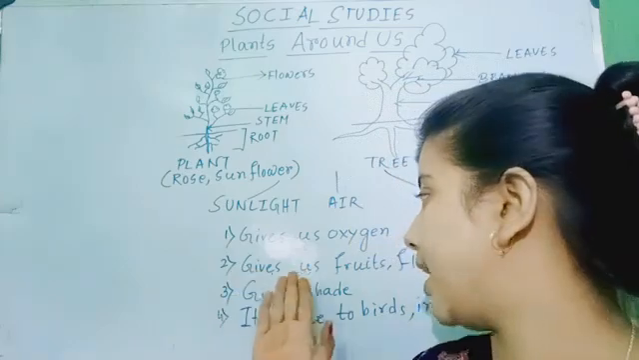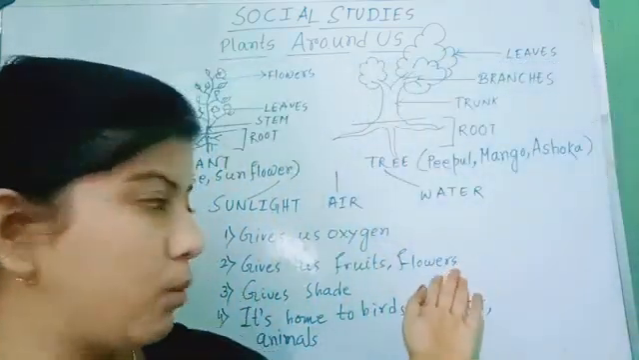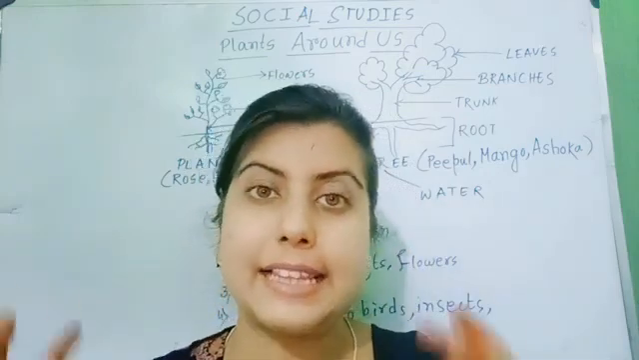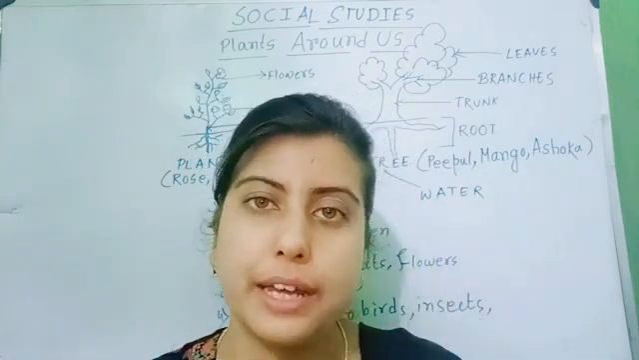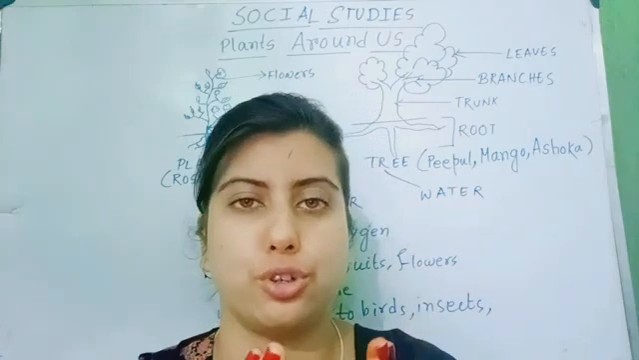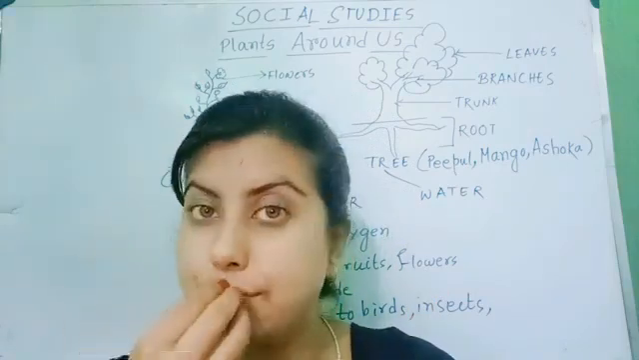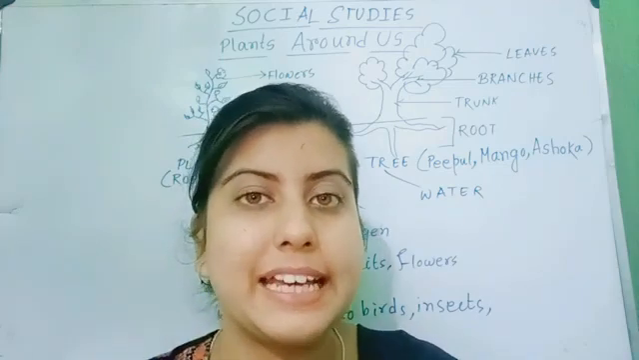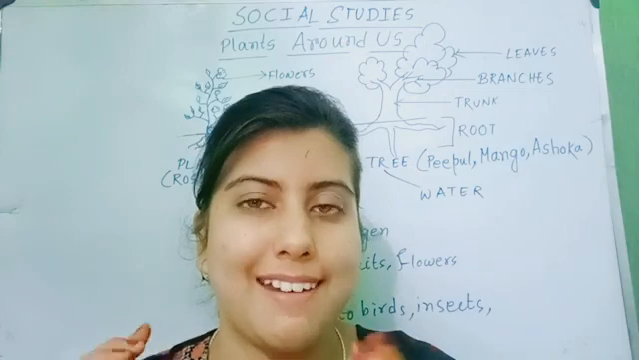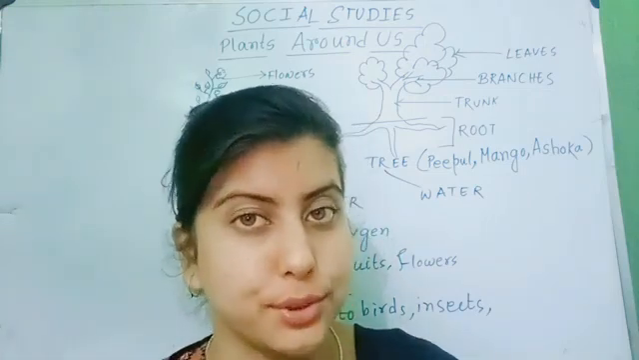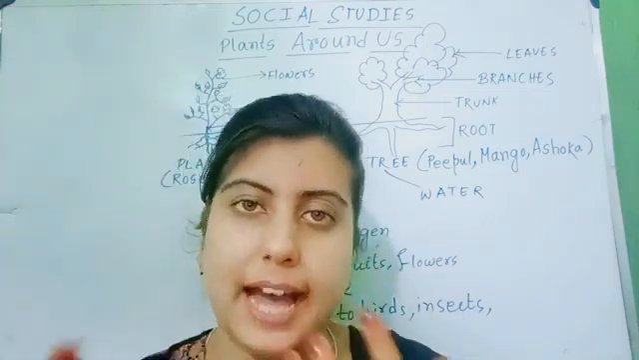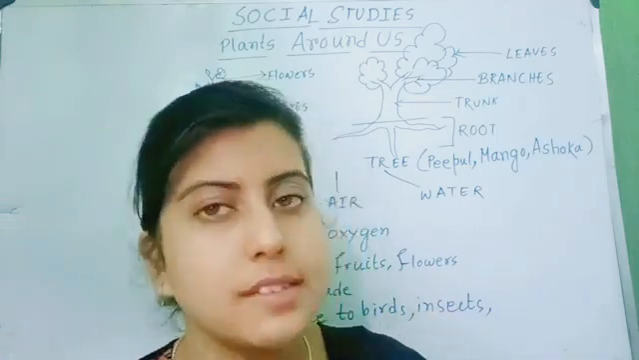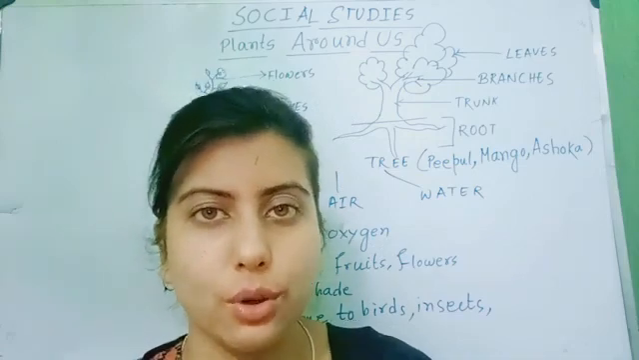Next, gives us fruits and flowers. Trees can make their own food and they store that food in the form of fruit. So whenever we are eating the fruit, that is the food that the tree has made in its own body and has stored in the fruit. We get the fruit and we eat that and we get energy. So trees give us fruit and also flowers.